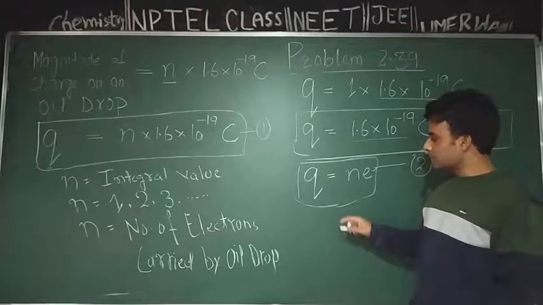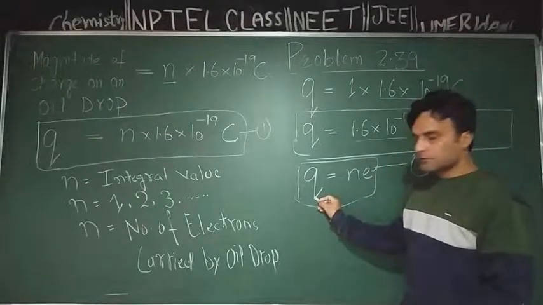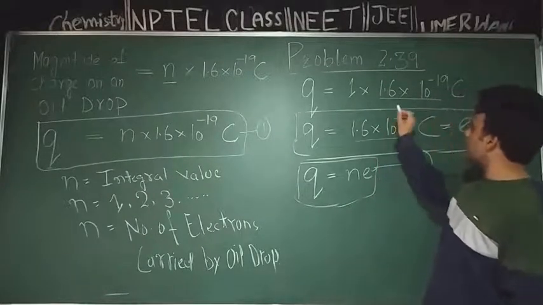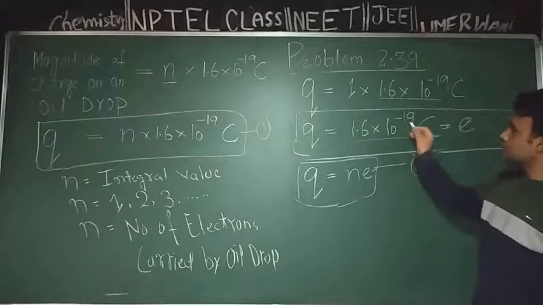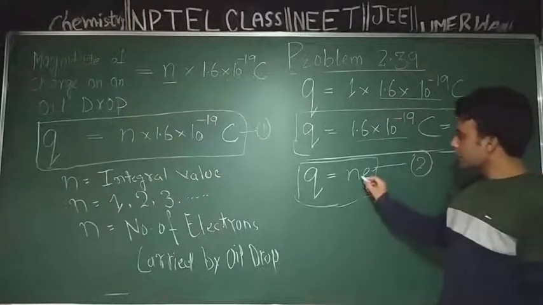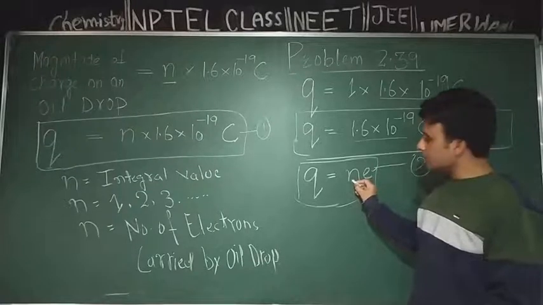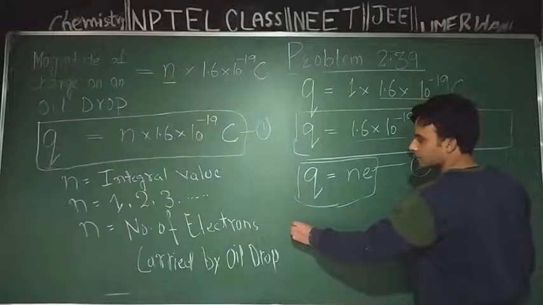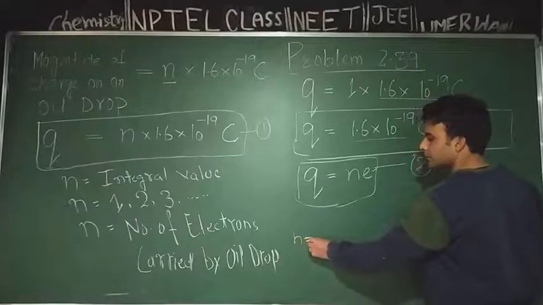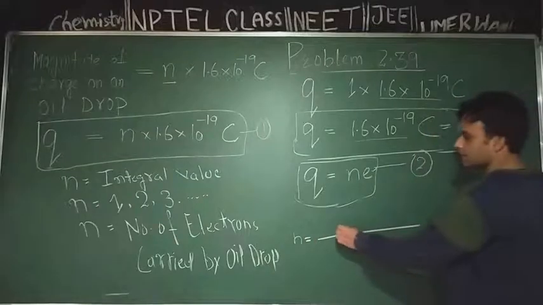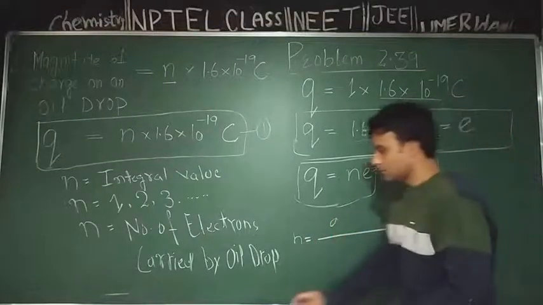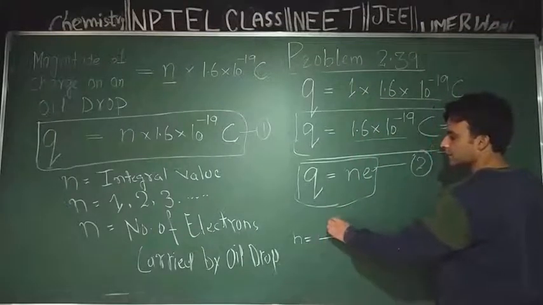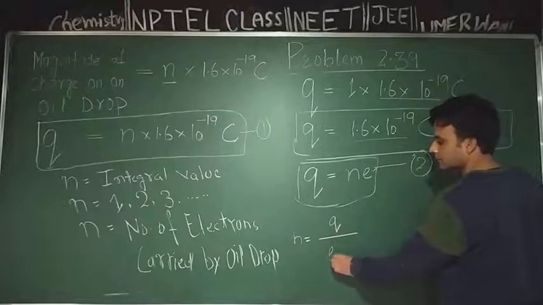Now coming back to the problem. The magnitude of charge on the oil drop, Q, is given. The magnitude of charge on 1 electron, we now know, is equal to 1.6 into 10 raised to power minus 19 coulombs. We can easily determine the number of electrons that reside on the oil drop. The number of electrons that reside on the oil drop is equal to Q divided by e.